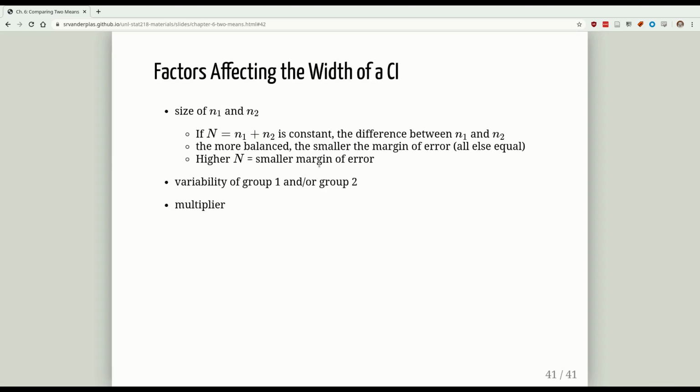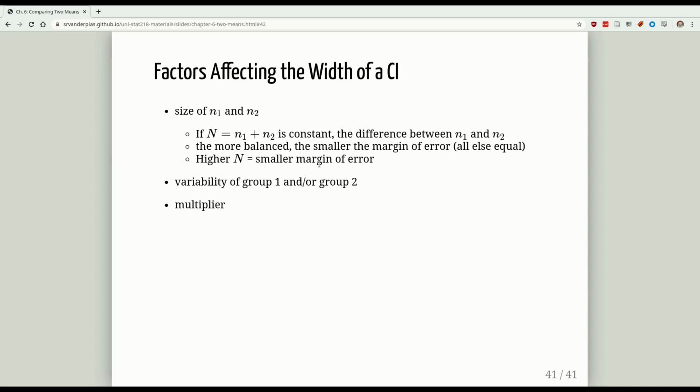With every theory-based chapter, we've talked about factors that affect the width of a confidence interval. Nothing has changed here. The number of observations you have affects the confidence interval. If you have more observations, you have a narrower interval because you have a smaller standard error. But because we have two groups now, we not only have the total number of observations to consider, we also have the balance between the two groups.